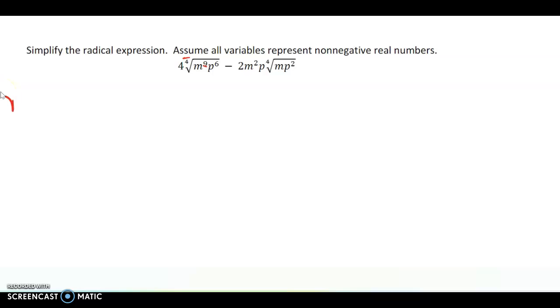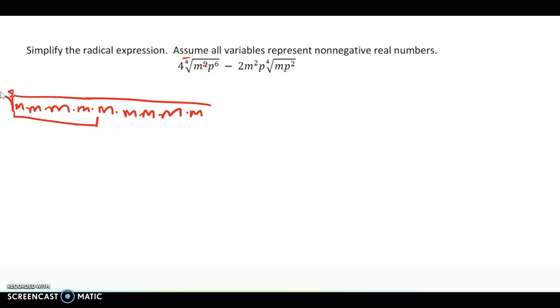Let me just show you the reason. Oops, that is a 4. So if I wrote out 4, 5, 6, 7, 8, 9. For every 4 m's that we have, we can take 1 m out. So there's 1 m that can be taken out with those 4. There's another m that can be taken out with those 4. And then I would be left with 1 m on the inside.